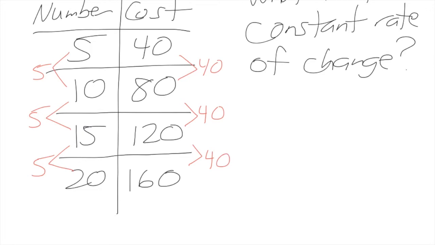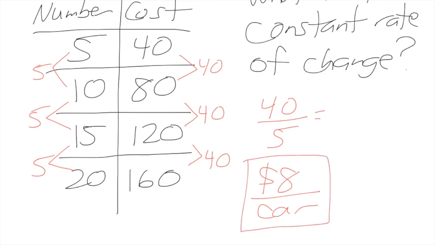So I want to know what is the constant rate of change. So I always look at my Y value first, so that's the cost, and my X value, which is per car. So when I do that, I notice that it's constantly 40 over 5, or I can say $8 per car. So my constant rate of change is $8 per car.